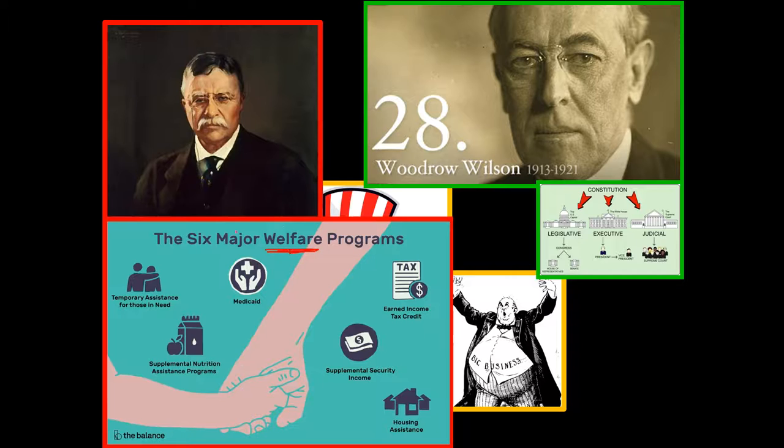But we have welfare and all these programs. This graphic that I'm showing you is all these welfare programs that exist today. Teddy Roosevelt here is the first person, as his campaign promotes, to say this is what I'm going to do. I'm going to help out the poor. I'm going to help out the needy. I'm going to help out low-income families by giving them temporary assistance. Bad things happen, the government's going to give you money to help you out.